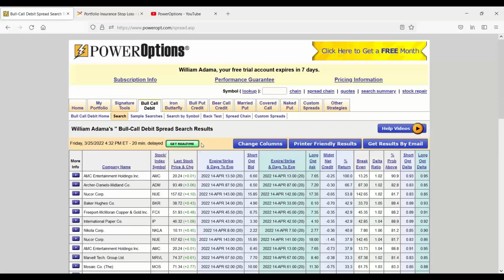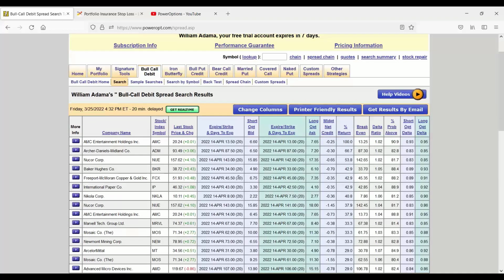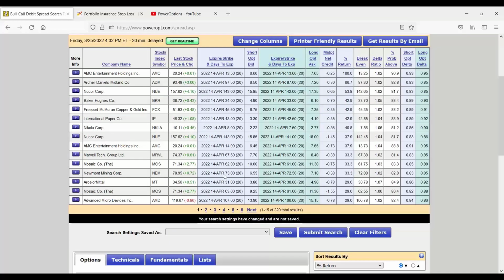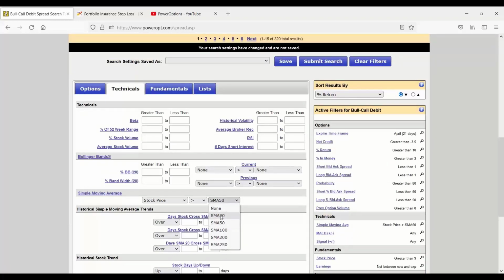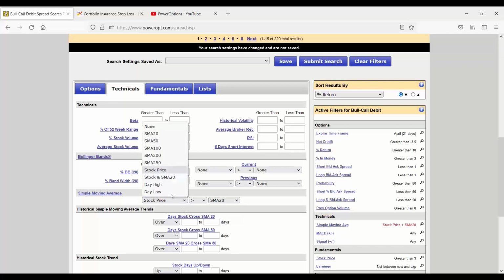I may want to look for a more strict simple moving average since we are only 20 days out in time. Usually if I'm 25, 30, 40, 50 days out in time on a search, I'll use the stock price to be above the SMA 50. But if I'm under 21 days, I'll typically want to change that to look for stocks under the SMA 20. I could also reduce it further and look for stocks where the SMA 20 is above the SMA 50.